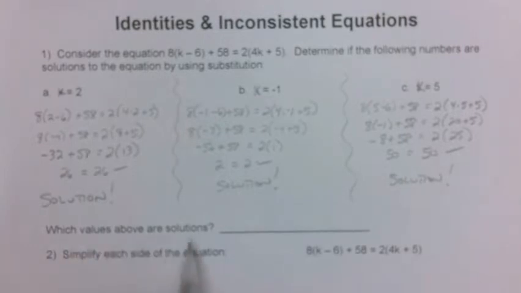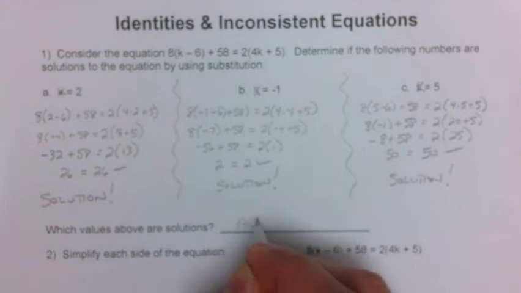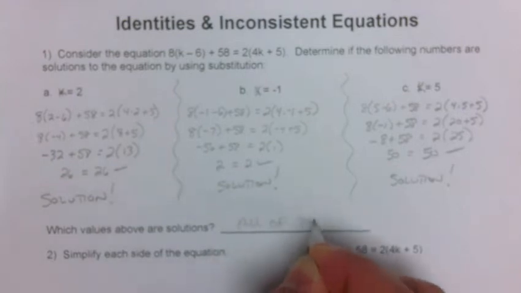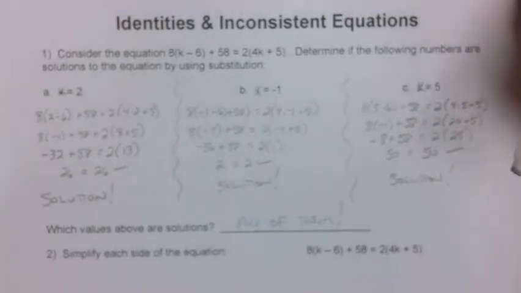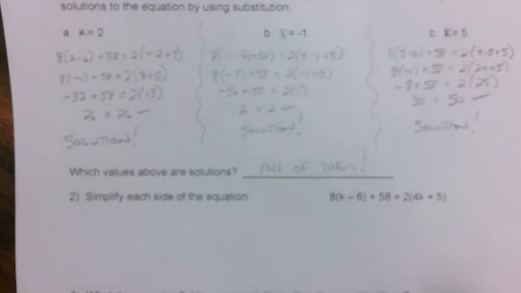Which values above are solutions? Well, we just did the substitution and we found that all of them are solutions. Every single answer that I had up above, k equals 2, k equals negative 1, k equals 5, were all solutions to the equation.